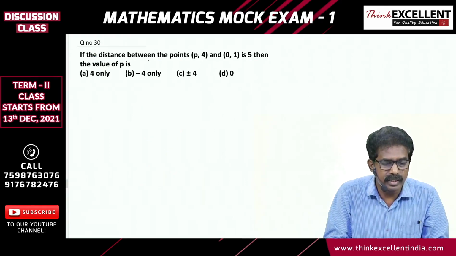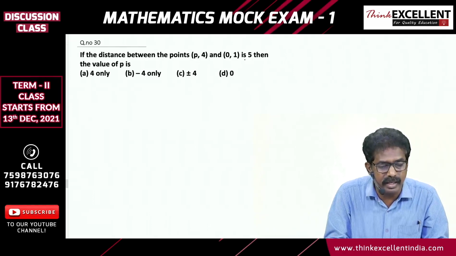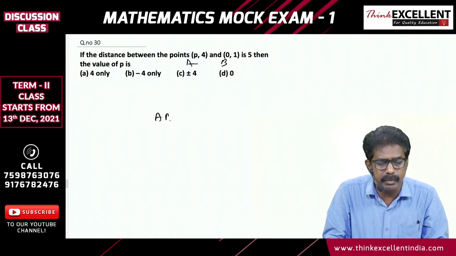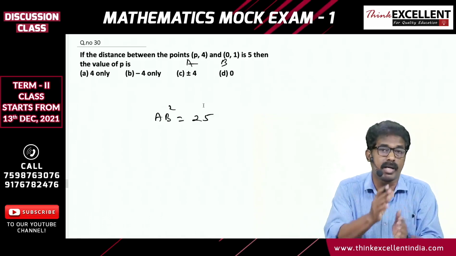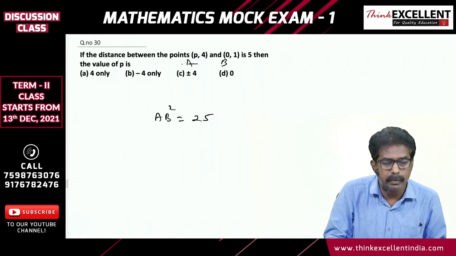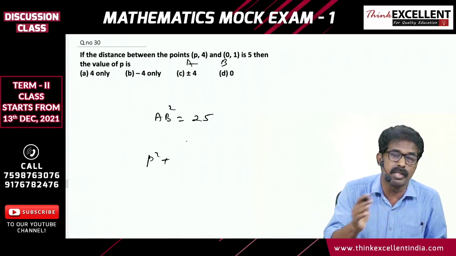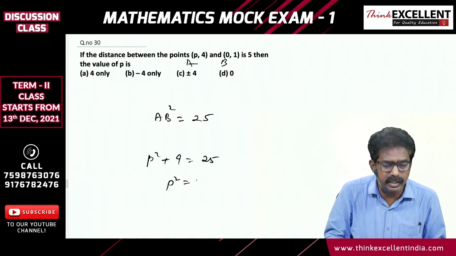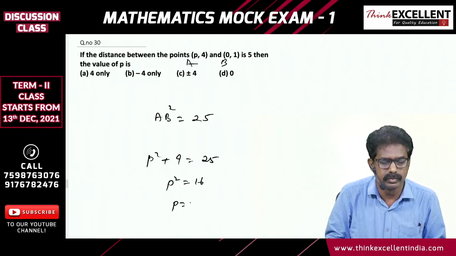Question number 30. If the distance between the points is 5, then the value of P. Distance between the 2 points: I'm taking this as A, this as B. So AB is equal to 5. Square it, AB square equal to 25, so I can avoid the square root. So distance formula only we are going to apply. P minus 0 the whole square, P square, plus 4 minus 1 the whole square. 4 minus 1 is 3, 3 square is 9, equal to 25. So P square is 16. So P equals plus or minus 4, or only 4.